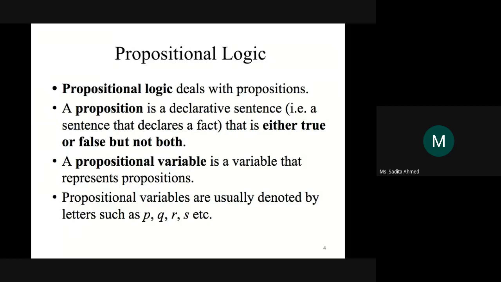That is, it cannot be both cloudy and not cloudy at the same time. All right? That is, a statement or a sentence which can have either a true value or a false value, but never both. That is a statement which we call a proposition, a declarative sentence like that.